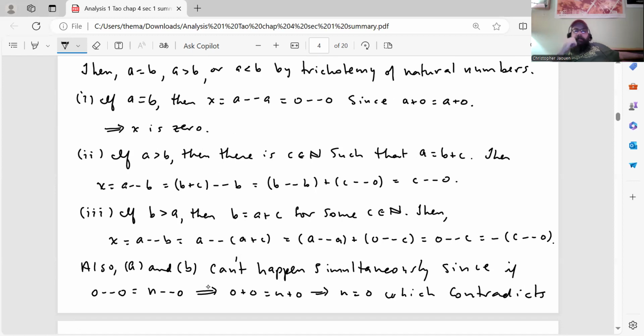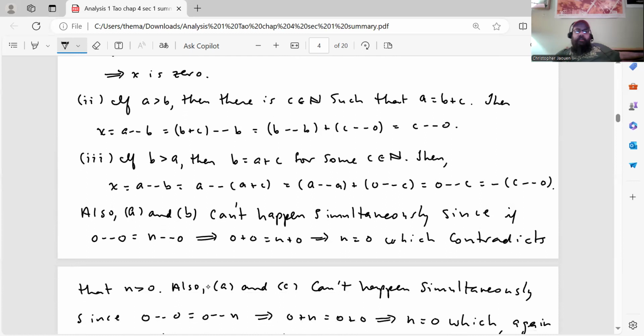Then case three, if b is greater than a, then b equals a plus c for some c in the natural numbers. Then x is a minus b equals a minus a plus c, which is equal to a minus a plus 0 minus c, which is equal to 0 minus c, because a minus a again is in the equivalence class of 0 minus 0, which implies that that's equal to negative c minus 0. All right, and then we just have to show that only exactly one of those can happen.